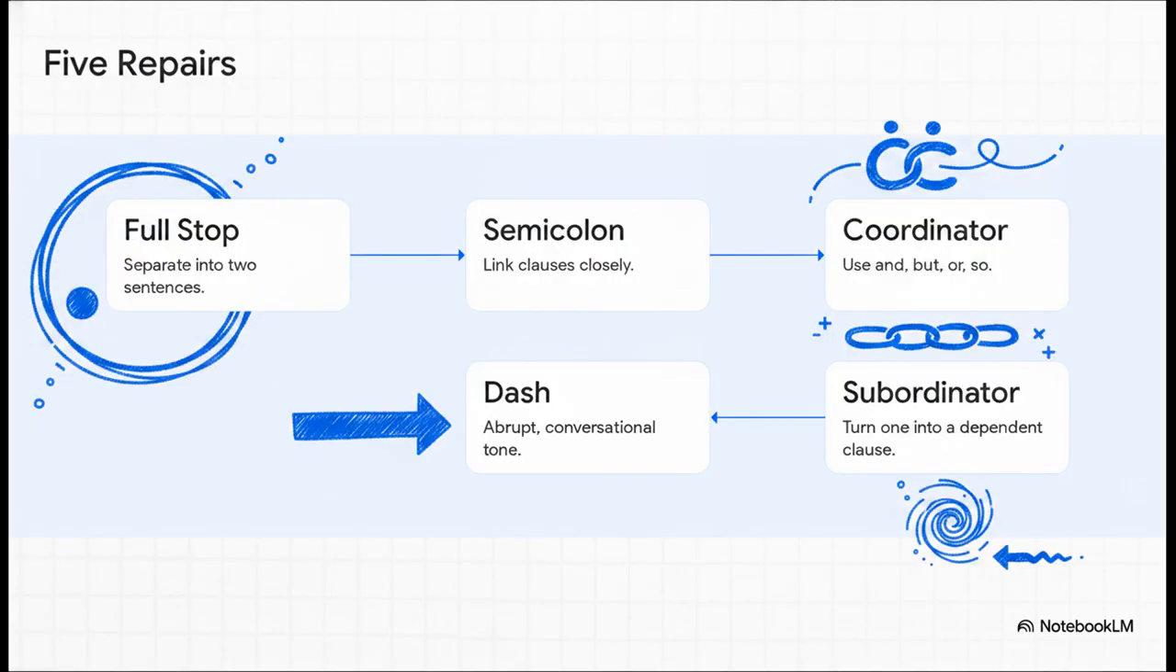But remember earlier when I said this was a highly solvable problem? I meant it. There are exactly 5 distinct techniques to repair a comma splice, and they give you total control. First, you can use a full stop to separate them completely into 2 distinct sentences. Done. Second, you can use a semicolon to link them closely without a hard break. Third, you can keep the comma, but you have to add a coordinator like and or but. Fourth, you can turn one half into a dependent clause using a subordinator like because. Or finally, you can use a dash for a more abrupt, punchy, conversational tone. So 5 exact tools to instantly fix the problem.